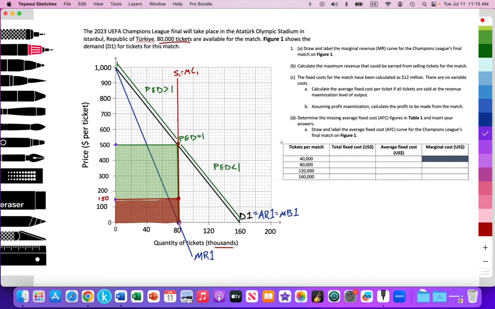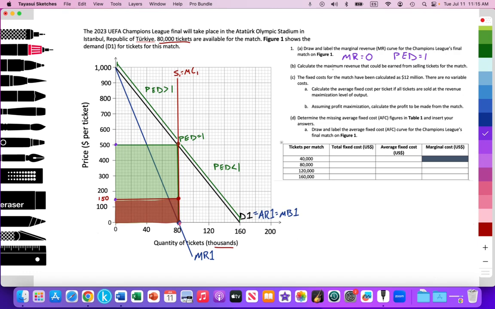So here we are illustrating our previous work. We did part 1, draw and label the marginal revenue curve for the Champions League final, and we know that the MR curve will equal 0 where total revenue is at maximum and where the PED value is unit elastic. It's equal to 1. And that's essentially the midpoint or the halfway point across the demand curve. So here we go from 0 to 160. Halfway is 80. So there we have our marginal revenue curve coming down. That's covered in the previous video.